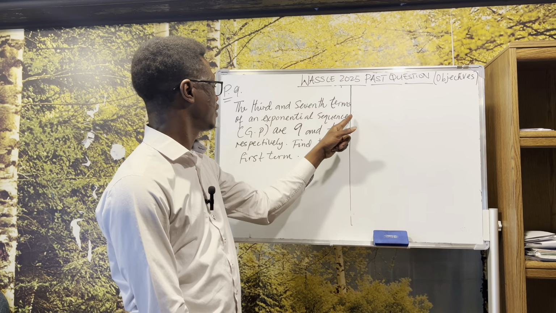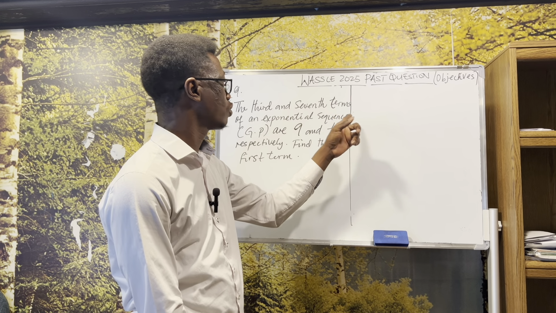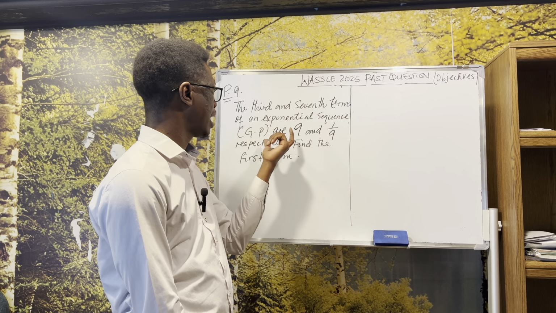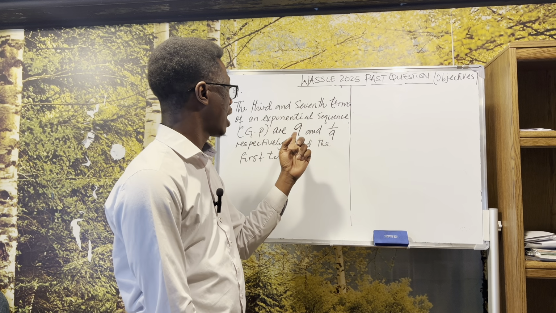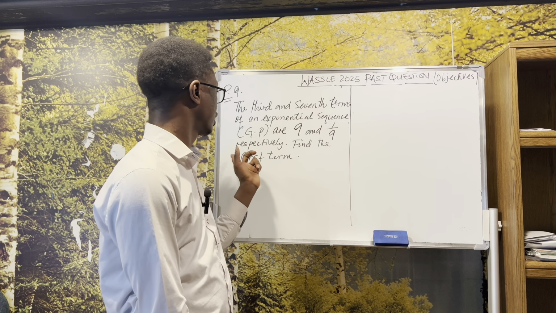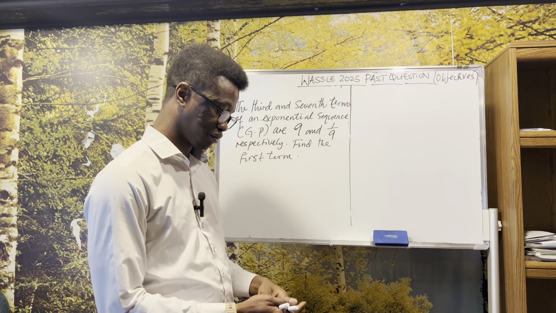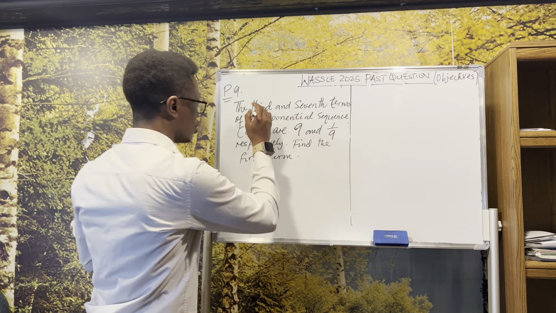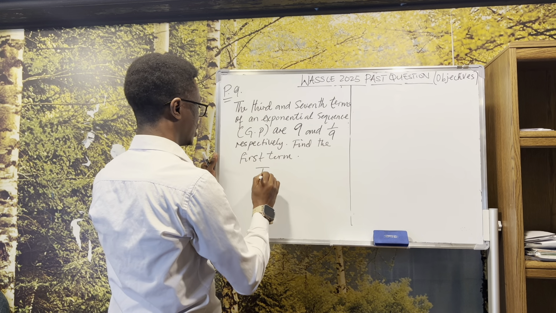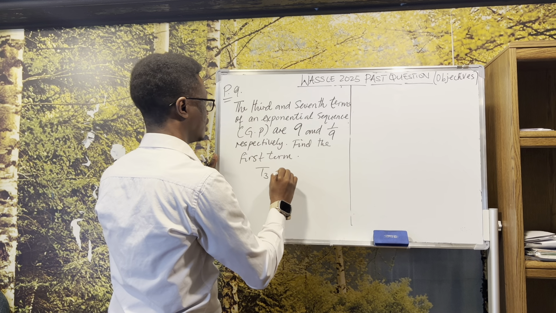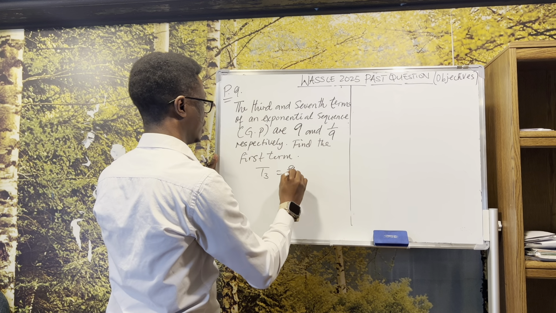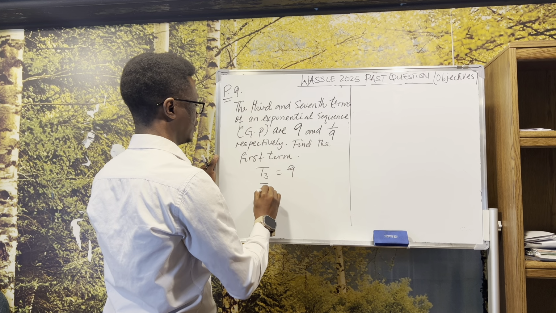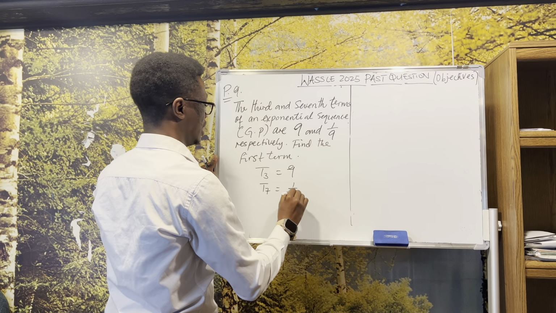The third and the seventh term of an exponential sequence, that's a GP, are 9 and 1 over 9 respectively. Find the first term. Let's break it down. So we say the third term, represented as T3, is equal to 9, and the seventh term, T7, is equal to 1 over 9.